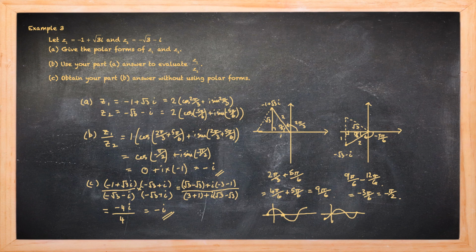So there's another method of producing the negative i that does not rely on changing the two fractions into polar form.